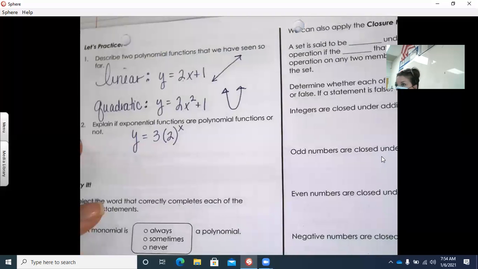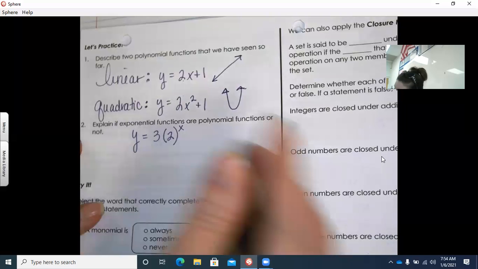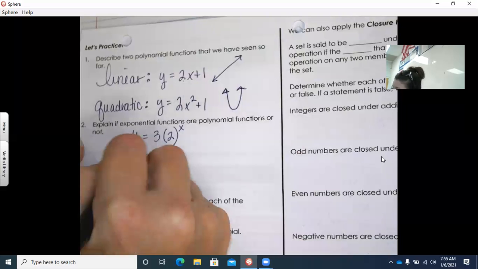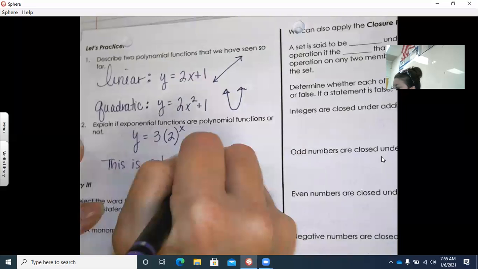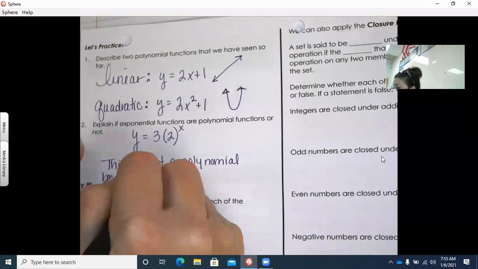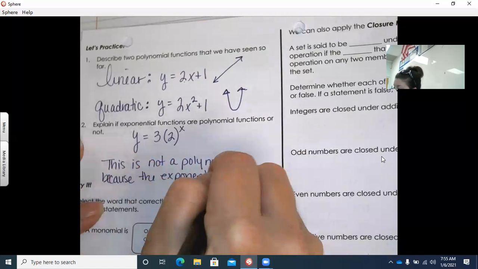Why? Exactly. Your exponents for polynomials have to be positive integers only, right? The exponent has to be a positive integer. This is not. So this is not a polynomial, because the exponent cannot be a variable.